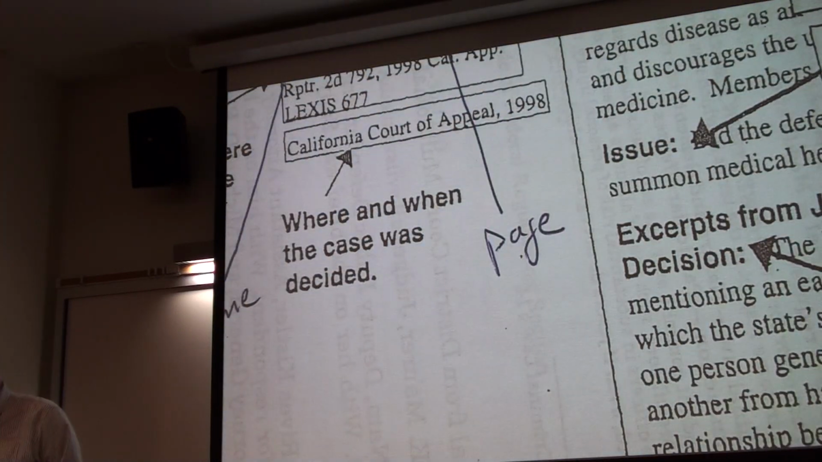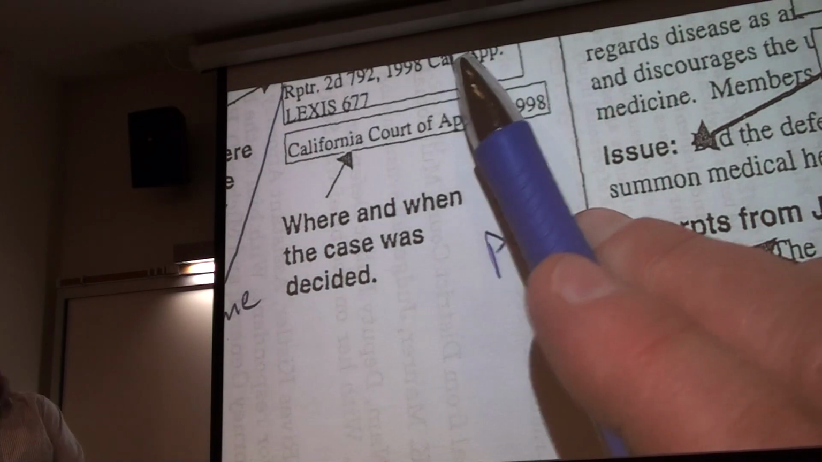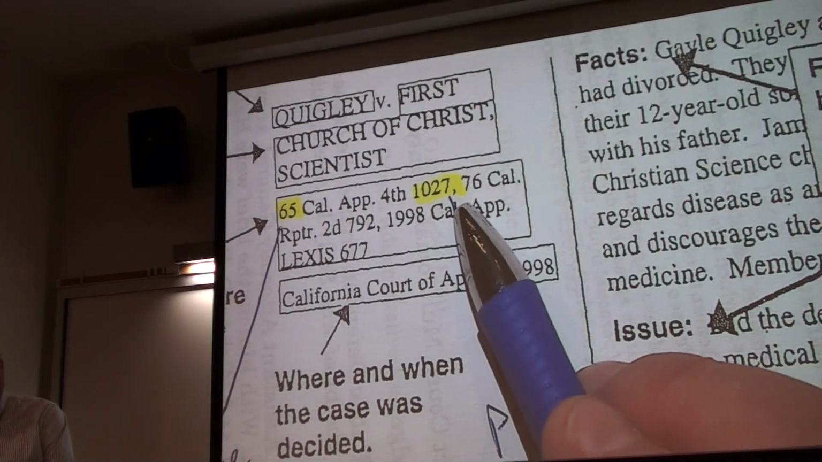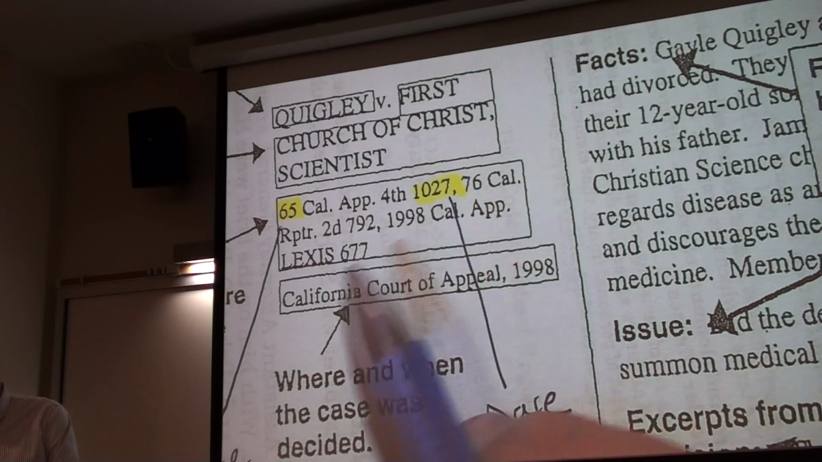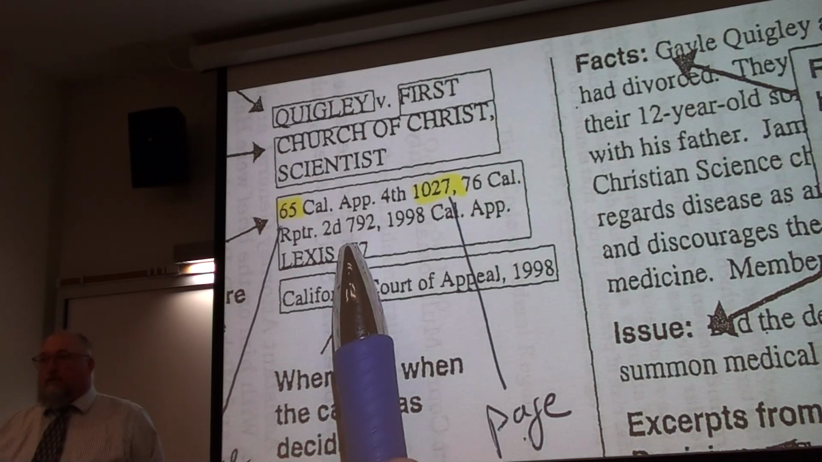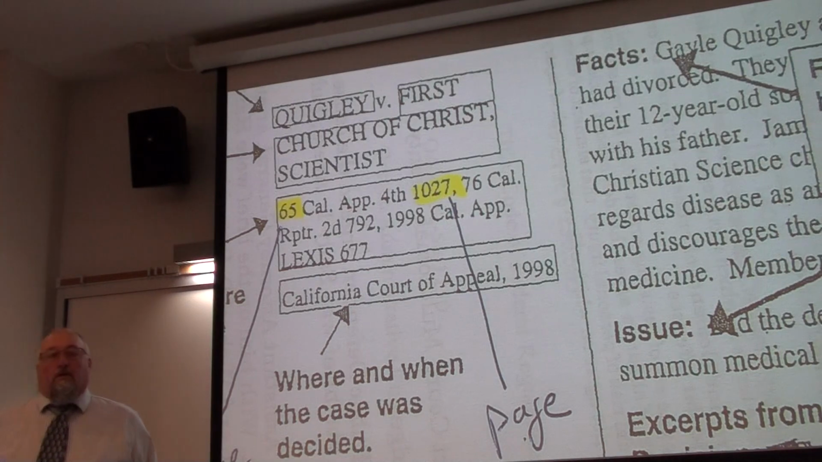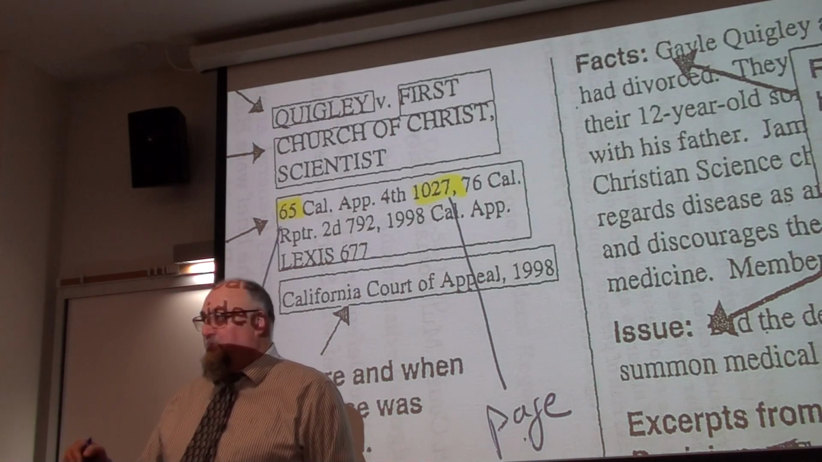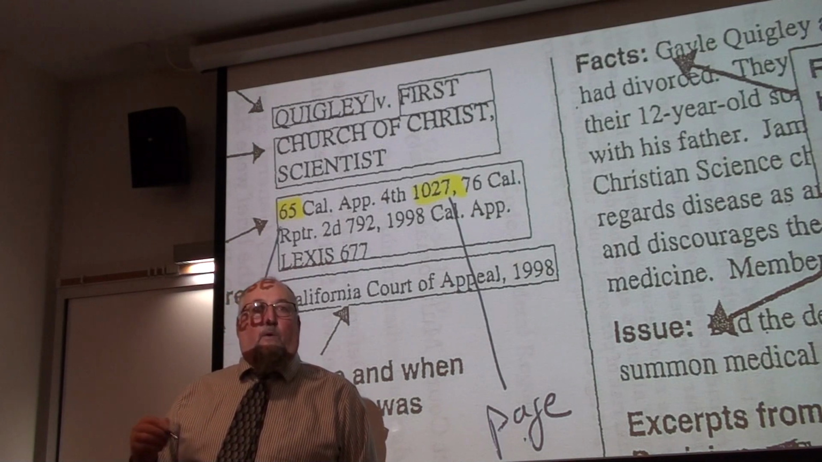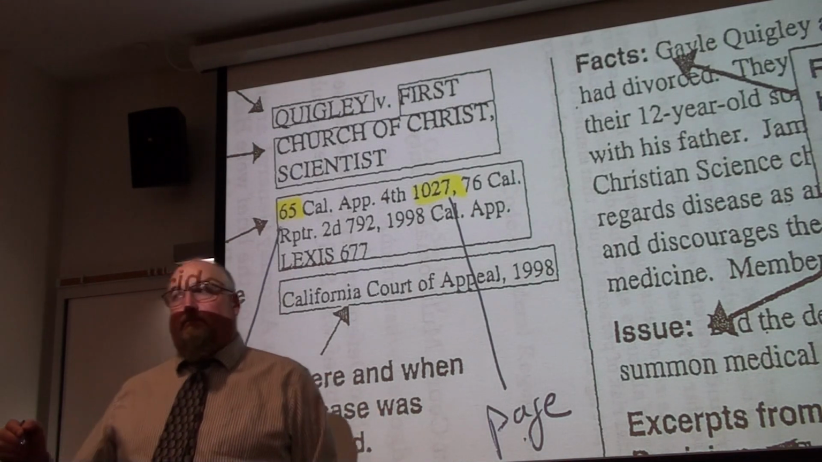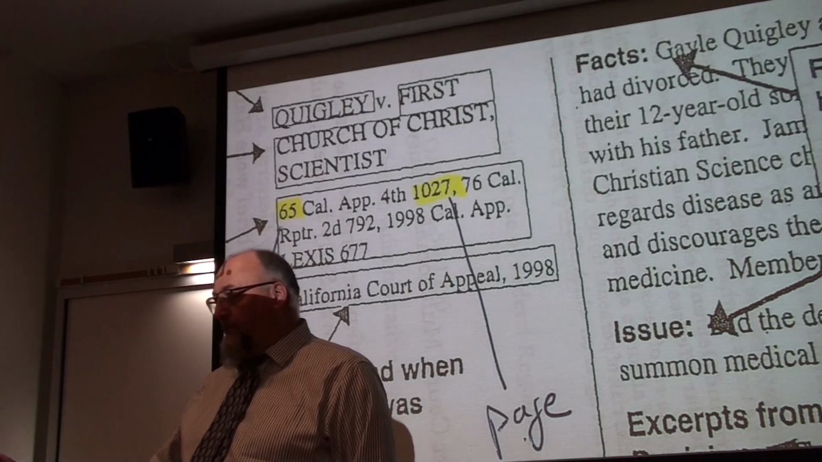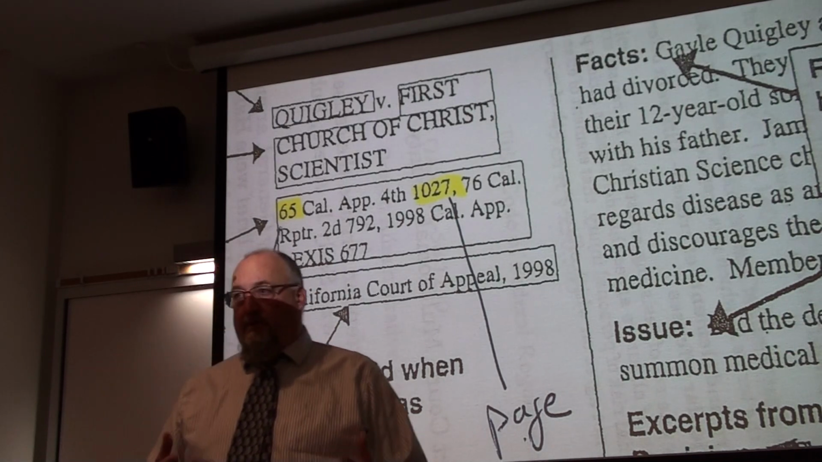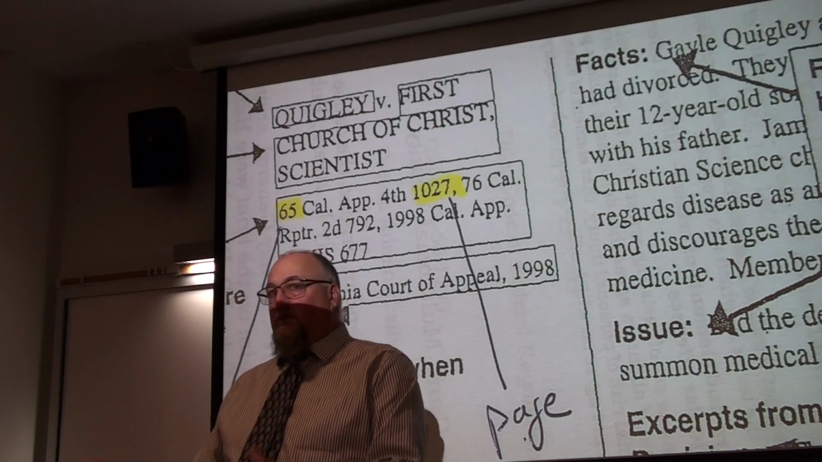All right, now, there's a comma right here, and then we have 76 Cal Reporter 2nd, 792. So that is the same exact case, same words, however, it's in a private publisher law book. The first one's the official government reporter or publisher. The second is an alternative place.